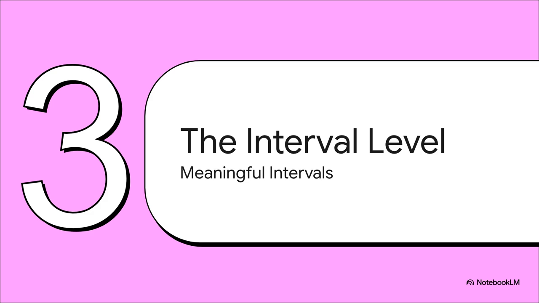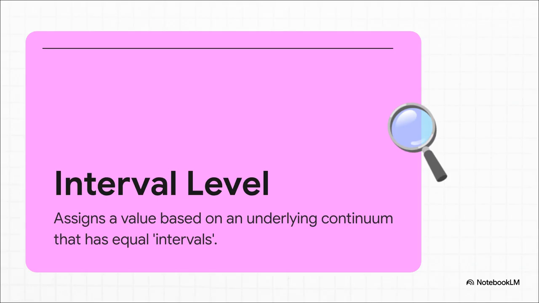Why? Because now the gaps, the intervals between the numbers, finally mean something consistent. So with an interval scale, the distance between any 2 points is always the same. The classic example everyone uses is a thermometer. Think about it. The difference in temperature between 10 degrees and 11 degrees Celsius is exactly the same as the difference between 30 and 31 degrees. Each degree represents an equal unit of heat.